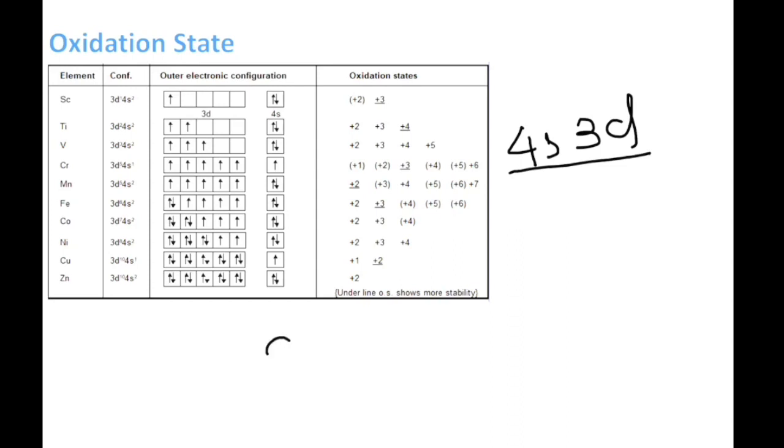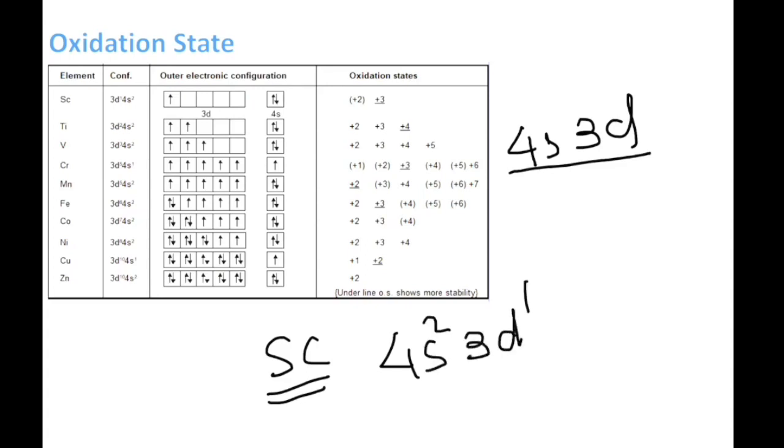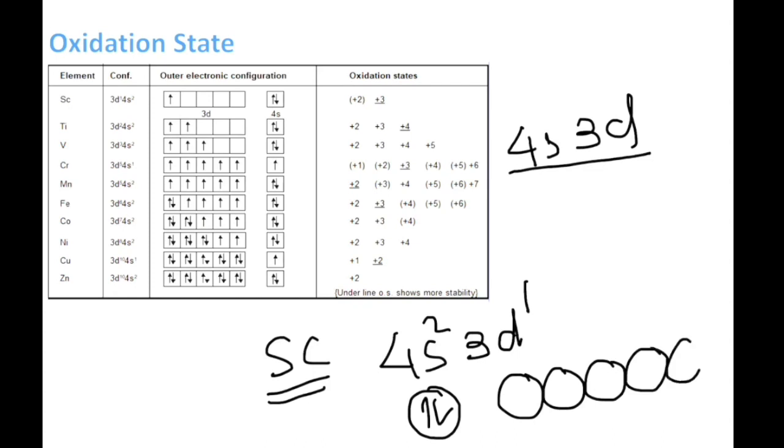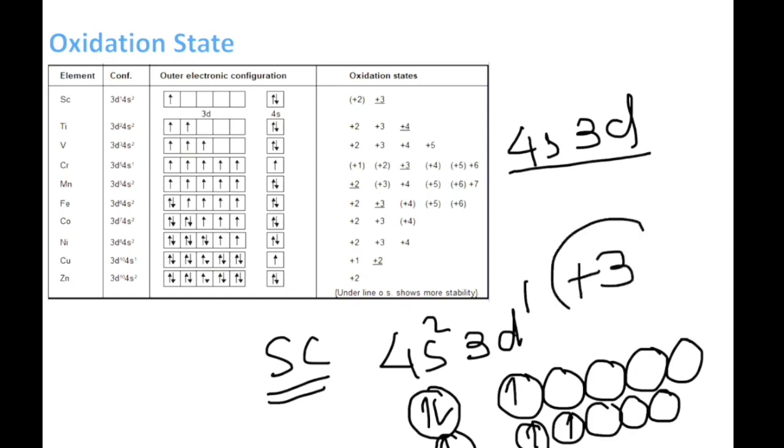For example, in scandium, the outer configuration is 4s2 3d1. In 4s, 2 electrons; in 3d, 5 orbitals, 1 electron. If 1 electron of the 4s goes to 3d, the number of unpaired electrons becomes 3. And these 3 electrons can participate to form covalent bonds. And this can show +3 state. +2 due to ionic and +3 due to covalent.